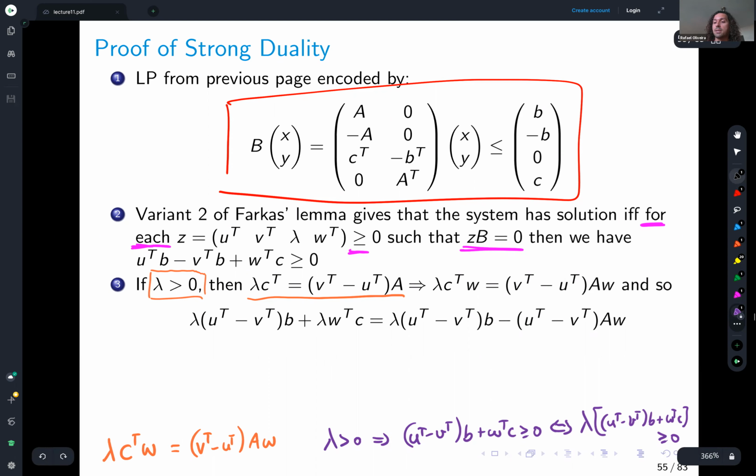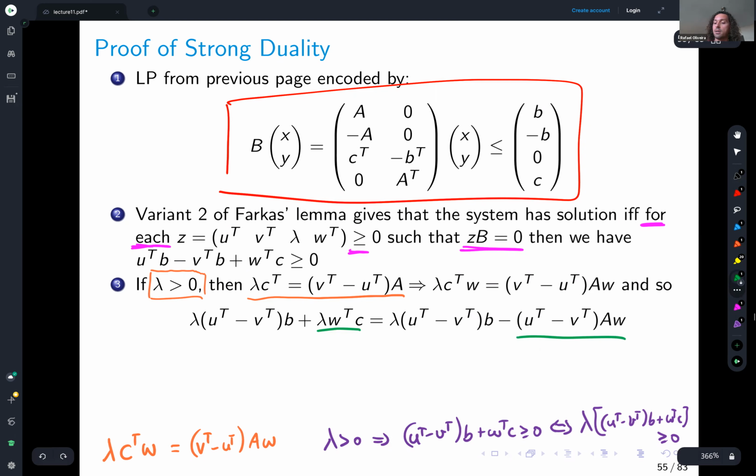But now, what do we get? Well, if we multiply everyone by lambda, we get lambda times U transpose minus V transpose B plus lambda W transpose C. But remember, W transpose C is equal to C transpose W because they are just vectors, so this is the same number. Now, if we use the inequality above, we just substitute this by the formula that we have. Maybe let me use another color. Just substitute this by this. Does that make sense?